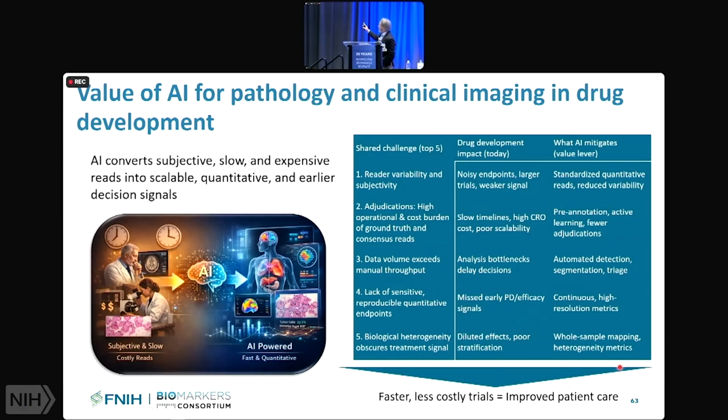And of course, you can see on the slide already, and I won't drain the whole thing, but on the right, every single one of these things, artificial intelligence can mitigate substantially. The data volume is huge. It's nearly impossible for a human to get through the totality of the data volumes that exist in images, and so AI can circumvent that in a very expedient way. Lack of sensitivity and reproducibility of quantitative endpoints is a huge deal, and that can translate into early missed endpoints. And so we can mitigate that through AI. And just as I said, the biological heterogeneity that exists can be mitigated using AI on top of imaging.